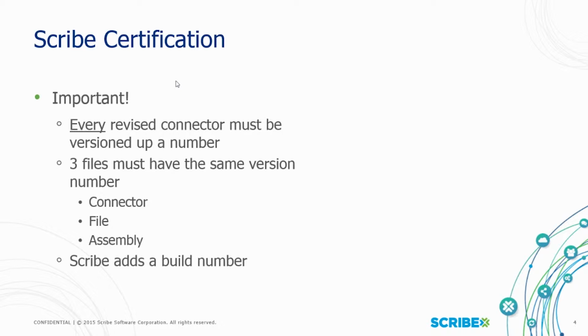Any build numbers that we want to add to the end, those build numbers will come from Scribe's build server. So you don't have to worry about build numbers. We'll take care of any of those additions. Okay, so those are the important things about submitting through GitLab to get to certification.